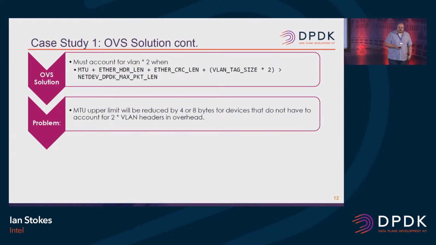The problem with this, I suppose, is that if you're a customer using a device that doesn't account for VLANs, your upper bound is being reduced by 8 bytes. If you're counting just 1 VLAN, then it's reduced by 4 bytes, I guess.